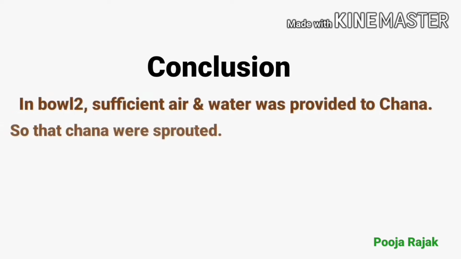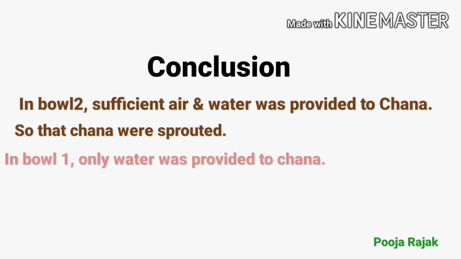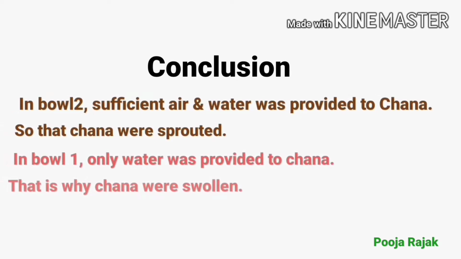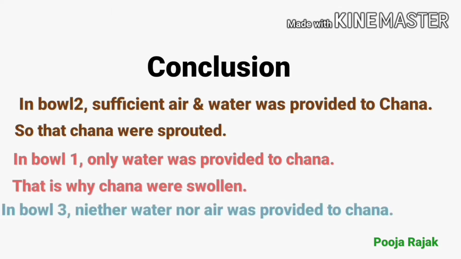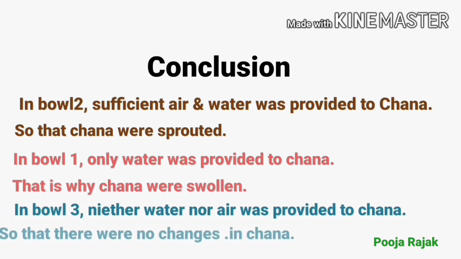in bowl 2, sufficient air and water was provided to chanas so that chana were sprouted. In bowl 1, only water was provided to chana, that's why chana were swollen. In bowl 3, neither water nor air was provided to chanas, so that there were no changes in the chanas. I hope it is clear to you now.